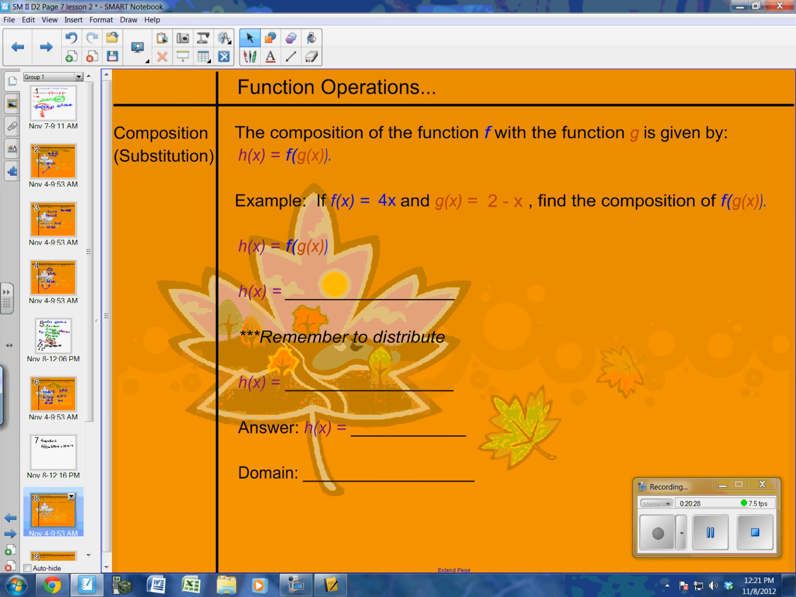Okay, here we have two functions. f of x equals 4x, g of x equals 2 minus x. Find f composed of g of x. I'm going to pause this for a second.